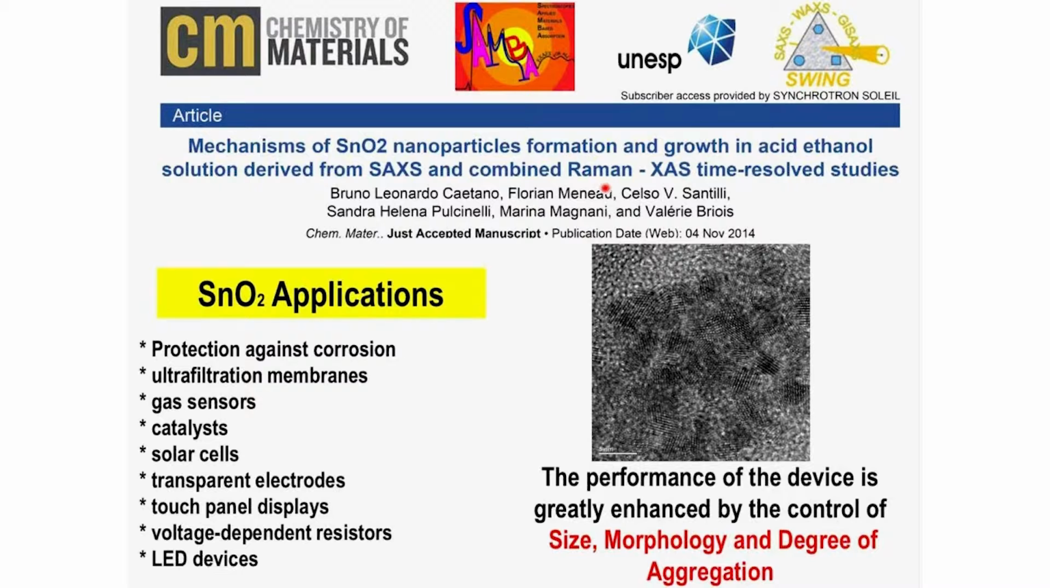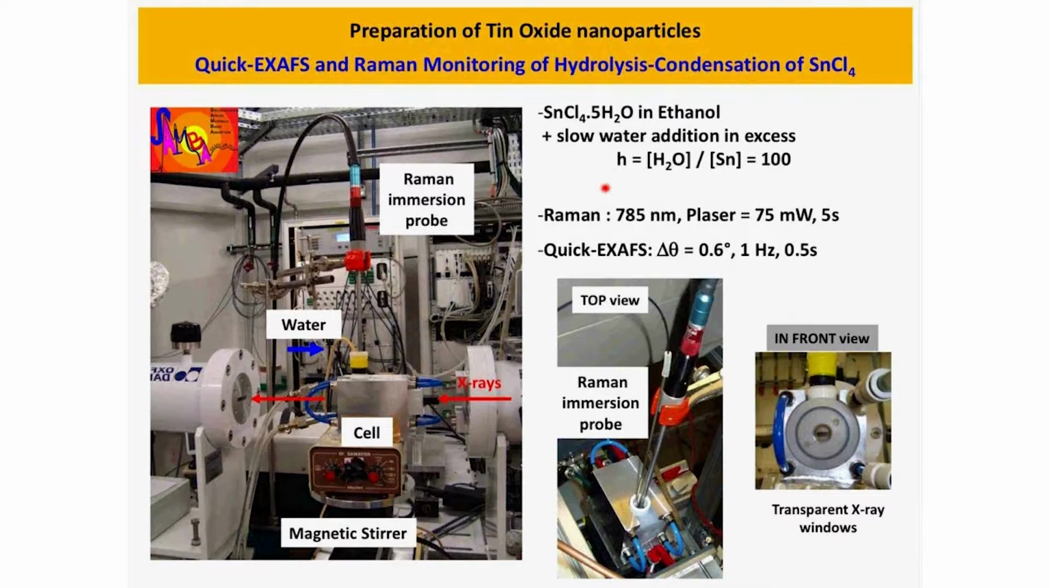spectroscopy. So, the preparation route for the preparation of tin oxide nanoparticles is very easy. This route is based on the slow addition of an excess of water into an ethanolic solution of tin tetrachloride pentahydrate. And we studied the formation of these tin oxide nanoparticles during the addition of water, which took more or less 10 minutes, and the further aging at room temperature.